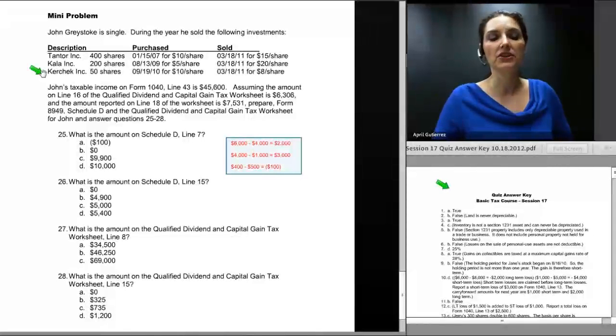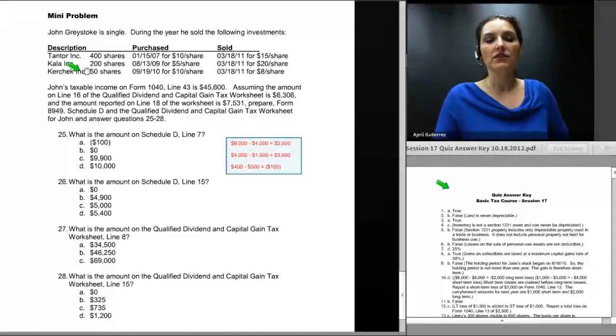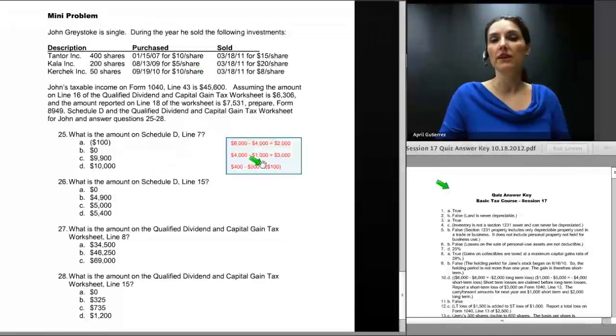And finally, we have Kerchak Inc., 50 shares. Purchased in 2010 for $10 a share. That's a cost basis of $500. We sell for $8 a share. 50 times 8 is $400. So 400 minus 500 results in a $100 loss. The loss is short-term.